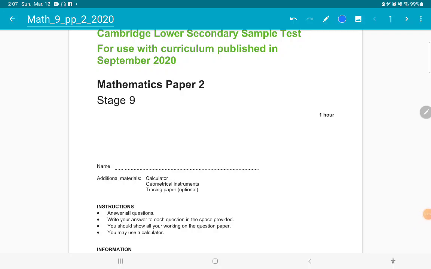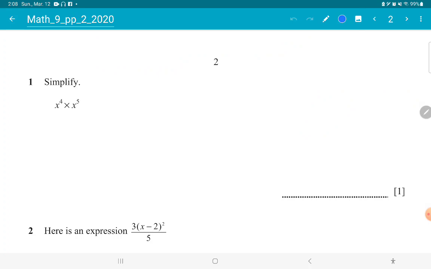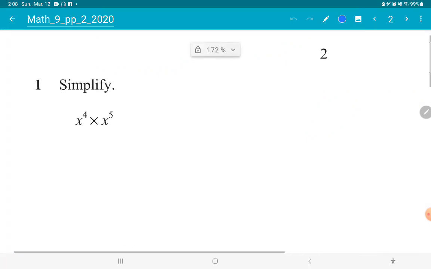This is paper 2, math, year 9, 2020. Since it's paper 2, calculator is allowed and the time is 1 hour. So I'm going to make it 2 or 3 parts. Part 1, let's say from problem 1 till 10. Problem 1 is easy, straightforward.